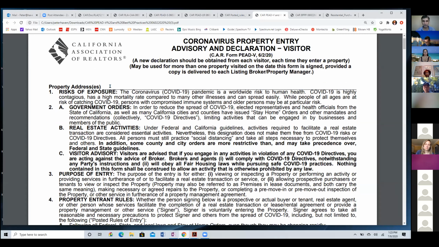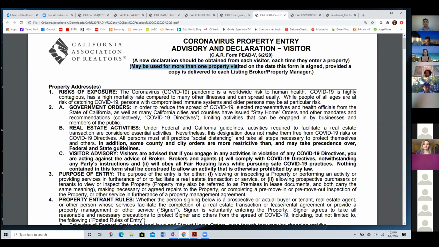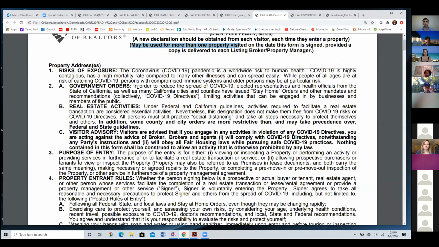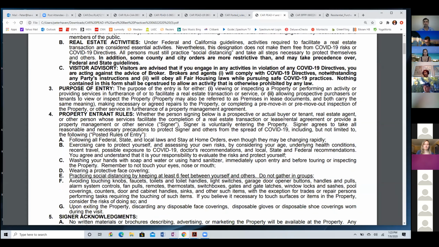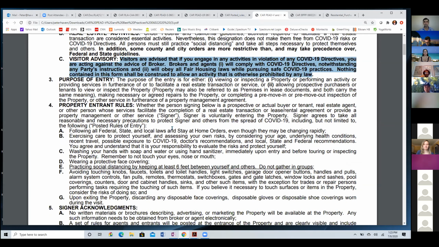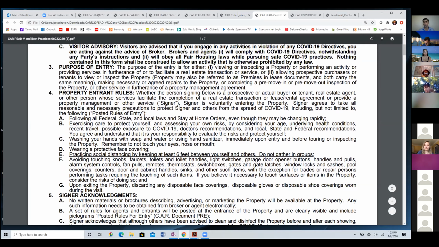So someone said to me once, well, I want to take a prospective buyer to multiple places, and they said, can I put multiple addresses up here? And the form itself says you can do that, maybe used for more than one property, subject to getting it updated each time they enter. So it says a lot of the same thing: risk of exposure, government orders, real estate activities, blah, blah, blah. We're going to comply with COVID directives, et cetera. The purpose of the entry is viewing or inspecting.